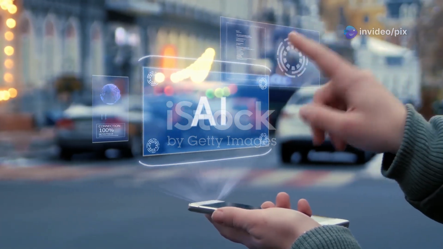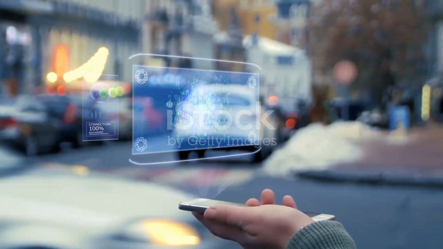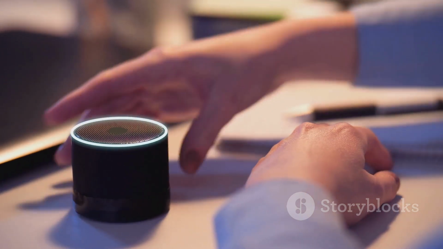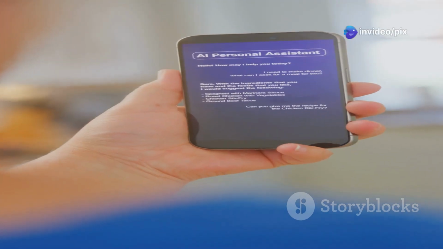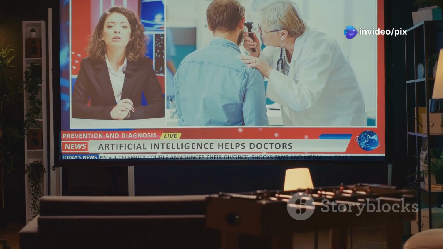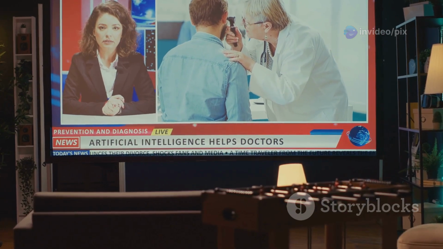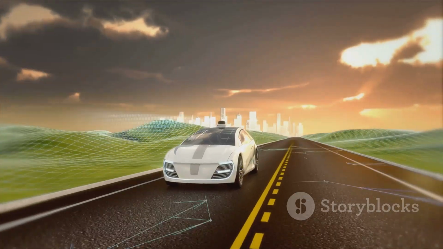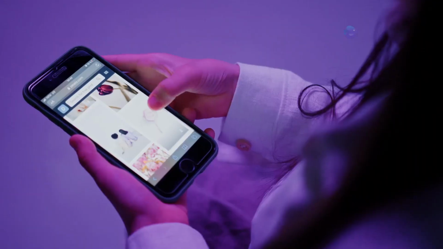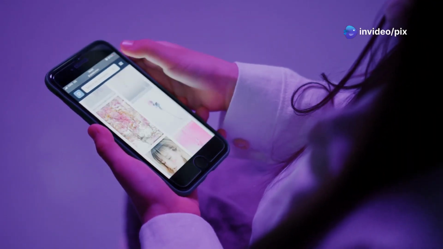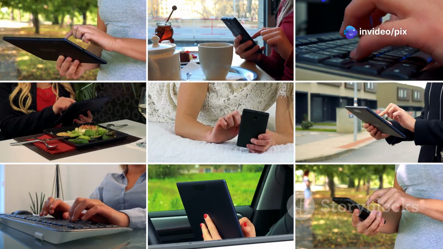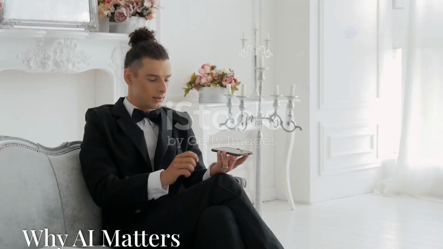AI isn't just a futuristic idea, it's everywhere in your daily life. Let me show you a few examples. Voice assistants: Siri, Alexa, and Google Assistant understand your voice and give helpful answers. Healthcare: AI helps doctors detect diseases earlier through smart diagnostics. Self-driving cars: AI analyzes road conditions and controls the vehicle safely. Social media: AI curates your feed based on what you like and interact with. Pretty cool, right? AI is quietly making our lives more efficient and fun.